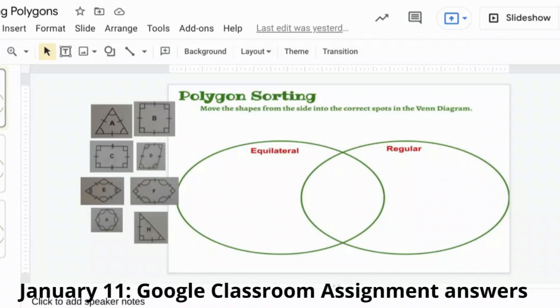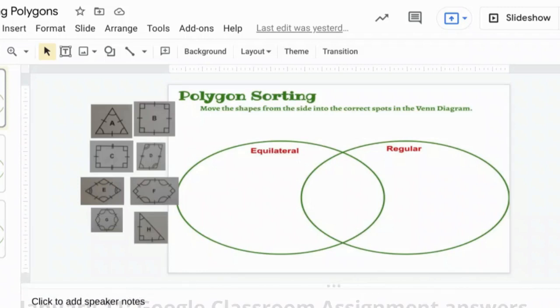I'm just going to go over the assignment from yesterday, from Tuesday, where you were doing some polygon sorting. I started to look at some of your work and I was seeing that we were making some of the same errors. So I'm just going to go through it here. And then if you need to, you can watch this and then make corrections to your Google Classroom assignment.